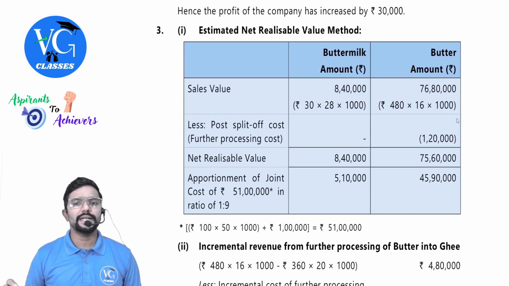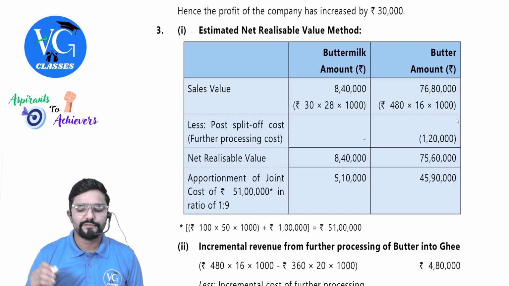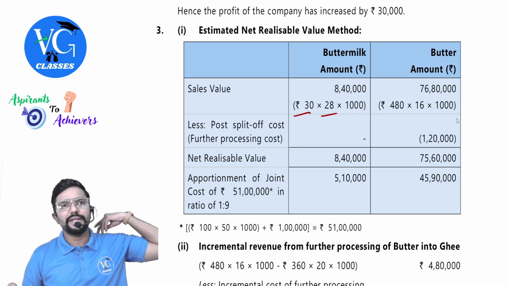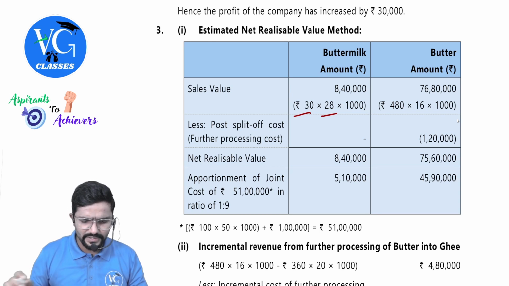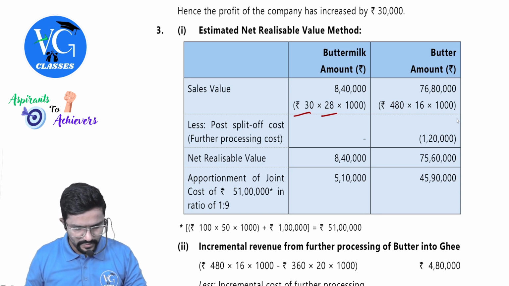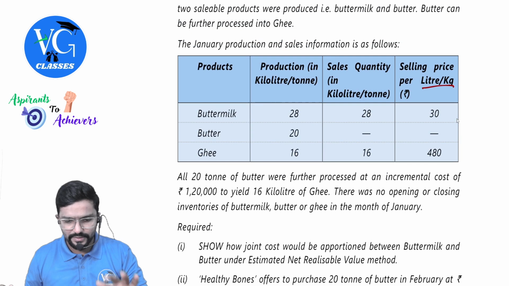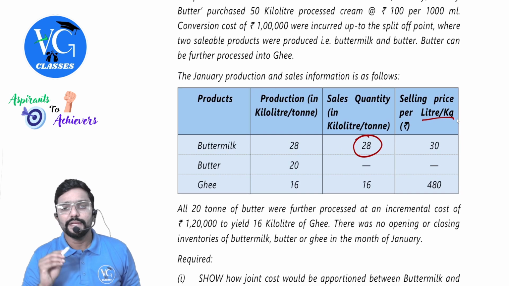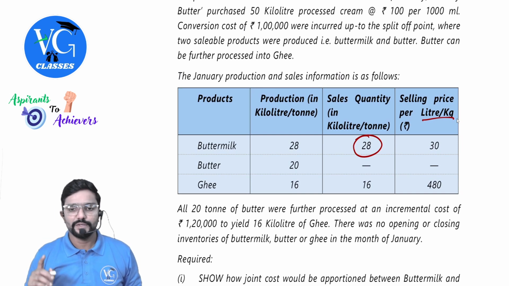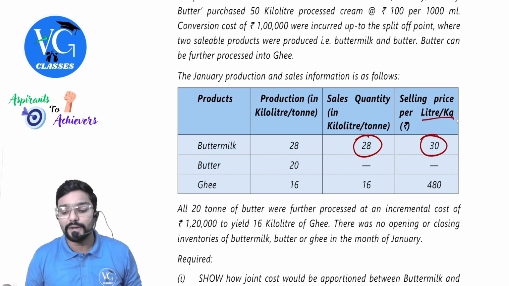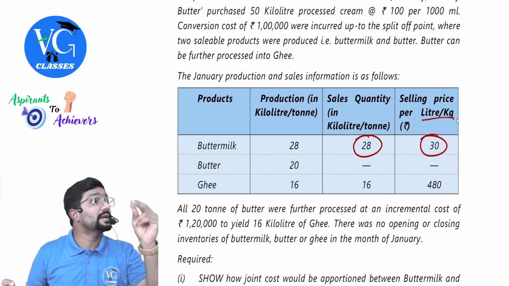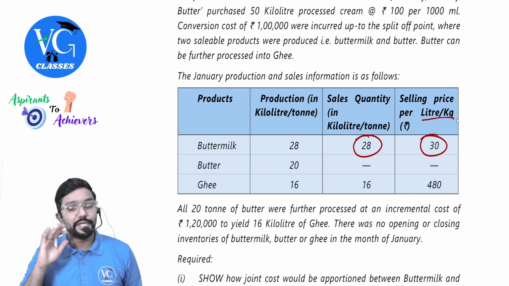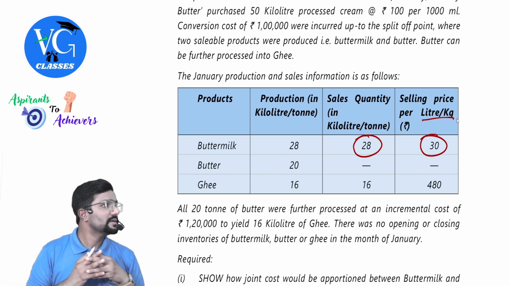First, the net realizable value of each of the products. First, buttermilk. What is the sale value? 30 into 28. Guys, please pay attention. What is the sales quantity? 28 kiloliter. Selling price is per liter. Now what should you do? 28 into 30 into 1000 into 1000.